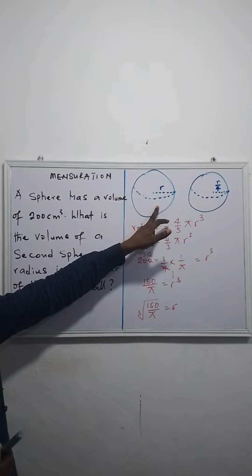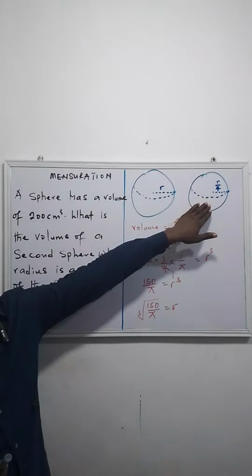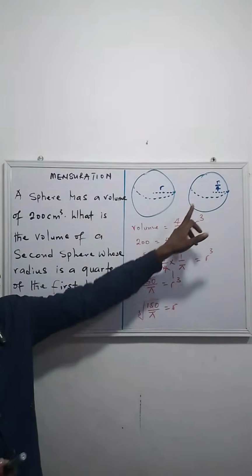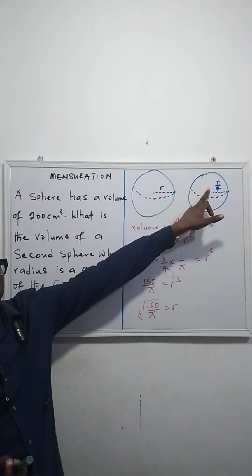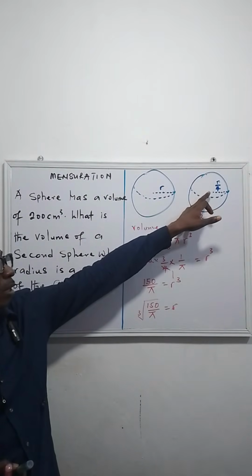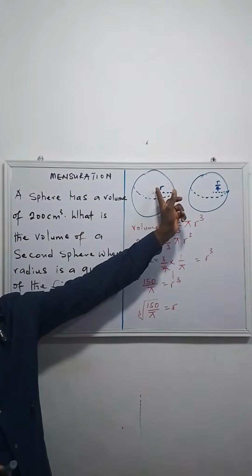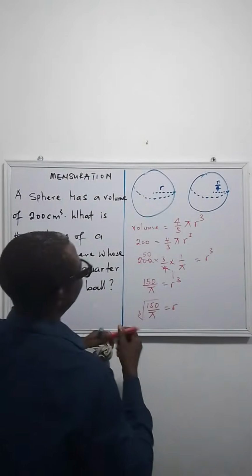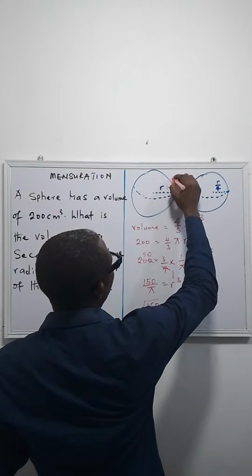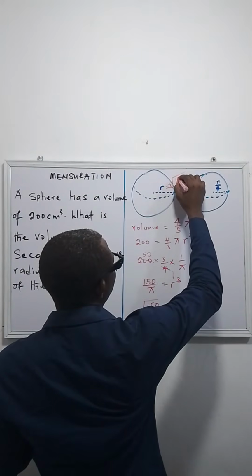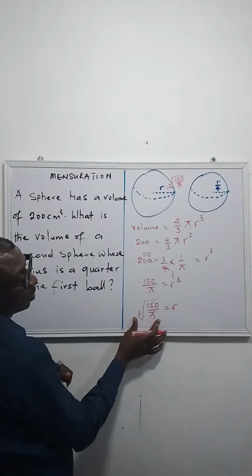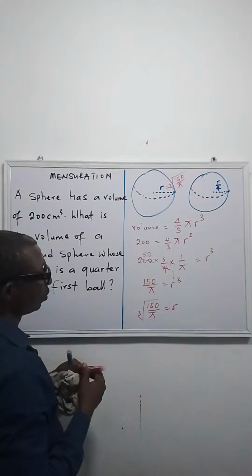All right, the ball. So now we want to get the volume of this second one. So don't forget the radius of this is 1 over 4 of the radius of the first. Okay, so now let's see how I'm going to do that. Now we already know that this is cube roots of 150 over pi. Cube root of 150 over pi is the radius. Okay, let's take note of that.